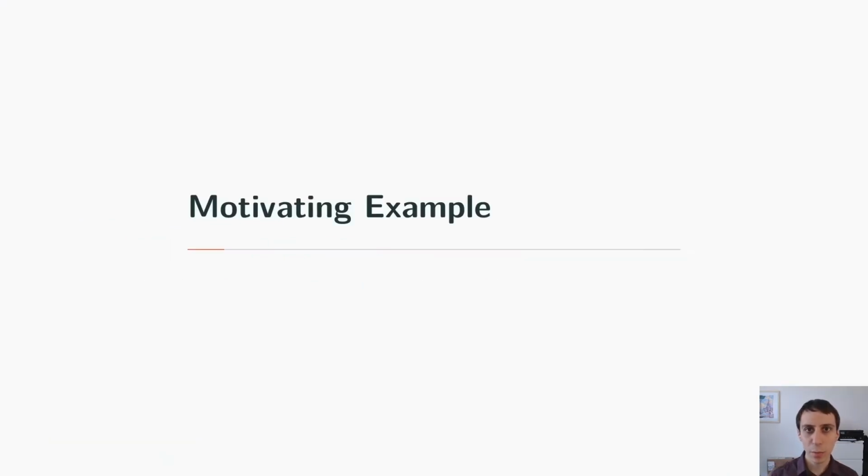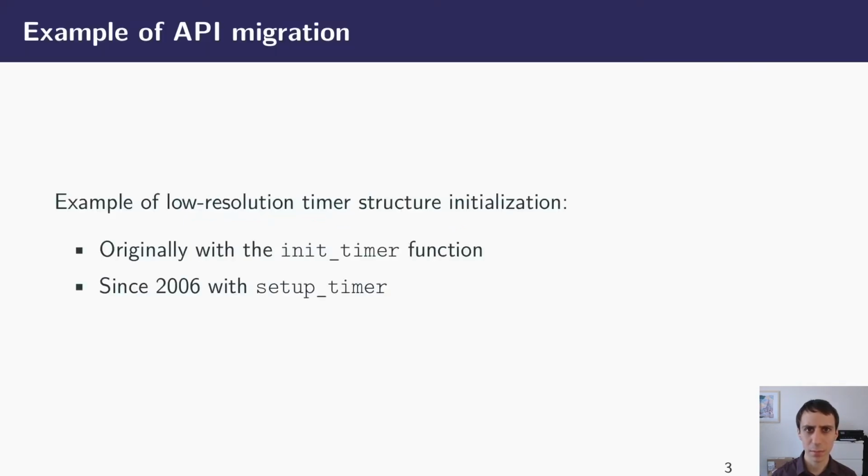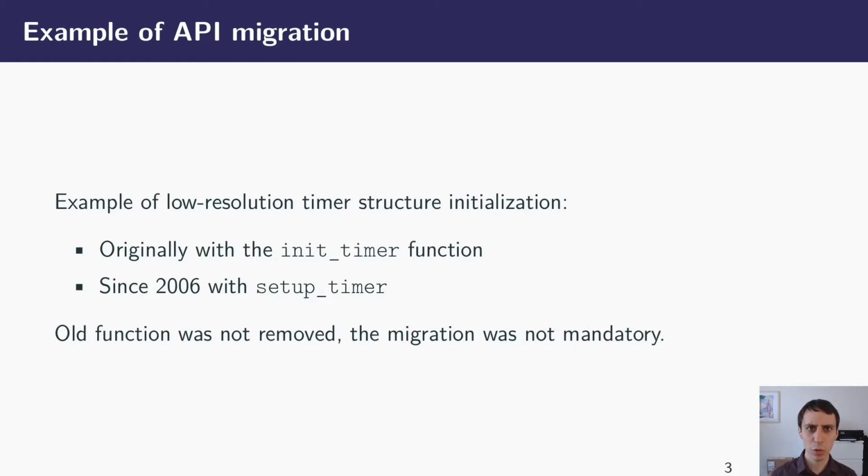Let's start with a motivating example about why performing even simple API migration can be very hard. Our example focuses on the initialization function of low-resolution timers in the Linux kernel. Originally, this initialization was performed by the function called initTimer. But in 2006, a new function setupTimer was introduced to ease the use of timer initialization. But the old function was not removed, so this migration was not mandatory.